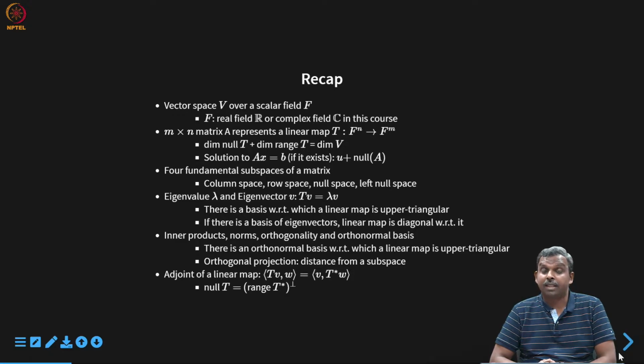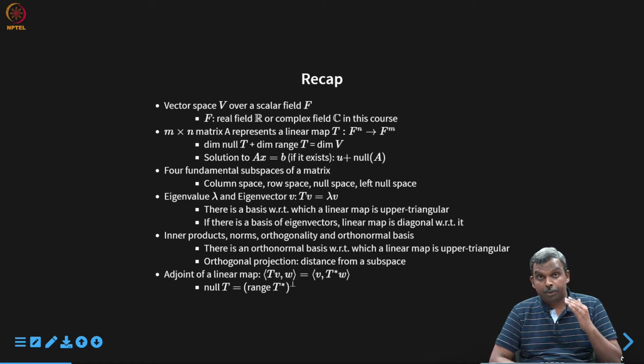Then we looked at invariant subspaces, particularly one-dimensional invariant subspaces, which leads us to the definition of eigenvectors and eigenvalues. Then we found that there is a basis in which any operator, any linear map, becomes upper triangular. Okay, so that's a good result to have. And in particular, if you have a basis of eigenvectors, then the linear map becomes diagonalizable. It's represented by a diagonal matrix, which is the simplest form of a linear operator in some sense.